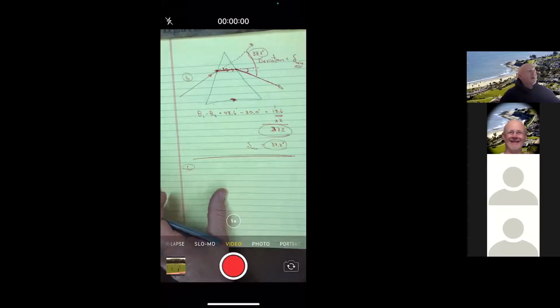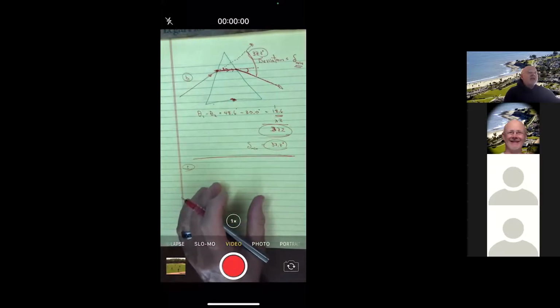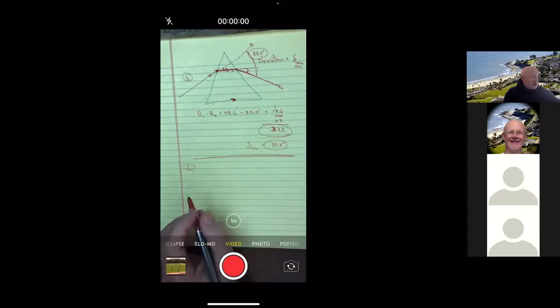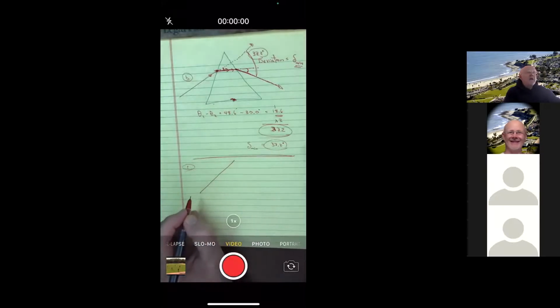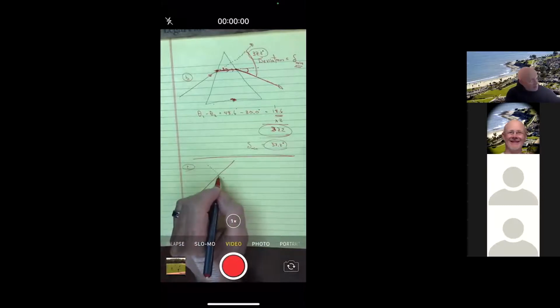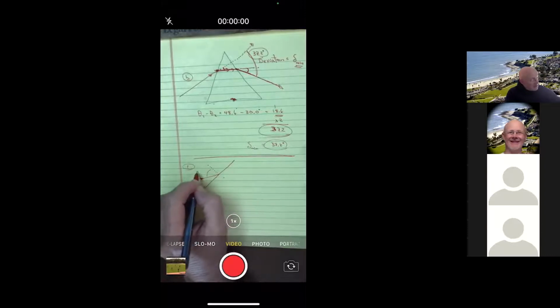But then the author says, okay, let's try a different angle coming in. Let me go back to the questions. He says, find the angle of deviation if the angle of incidence on the first surface is a little smaller. What is it, 45? So I'm just going to put a little smaller angle as it comes in. So this is 45.6 degrees.